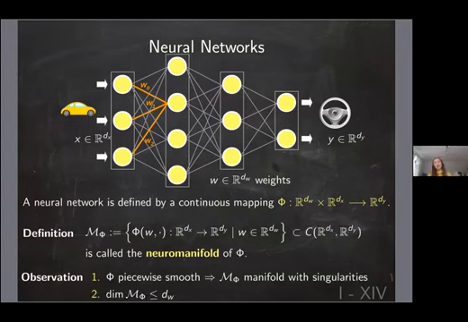Interestingly, as you see here, the neuromanifold is contained in an infinite dimensional space of all continuous functions from input to output space. But since it is parameterized by the different weight vectors, it is itself a finite dimensional manifold, which makes its study much easier, of course.